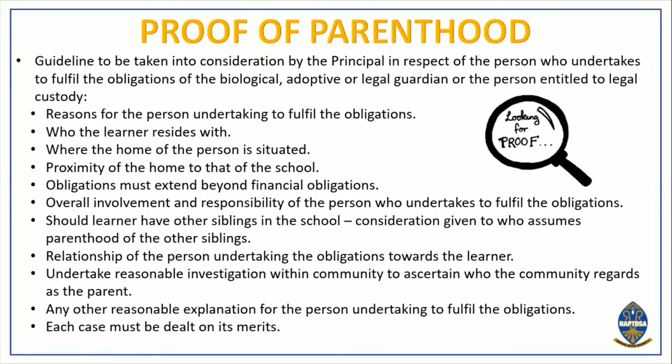So the guidelines that must be taken into account, and each case gets dealt with on its own merit, include the reason for the person undertaking to fulfill the obligations. For example, you may have a case where the parent has gone and is working in the city, and the child is attending school at the local rural school where they live and is being looked after by a family member or someone who has been given the task of taking care of the child. They look at who the learner lives with. Where is the home situated of this person who says, I'm the parent, although I'm not the biological parent? What is the proximity of that home to the school?